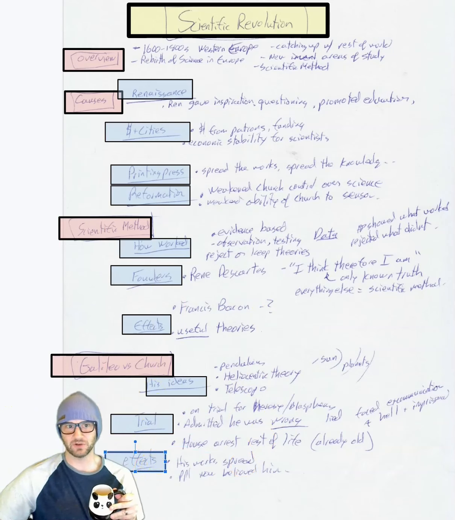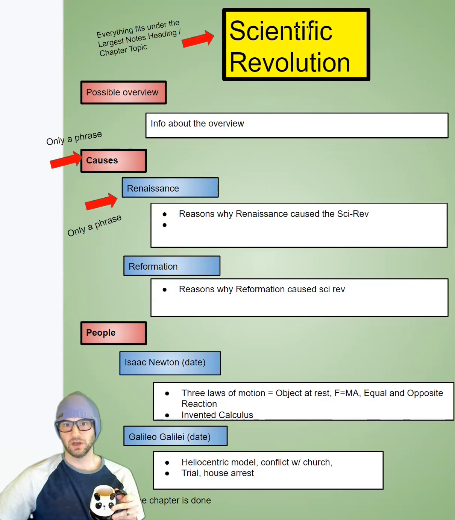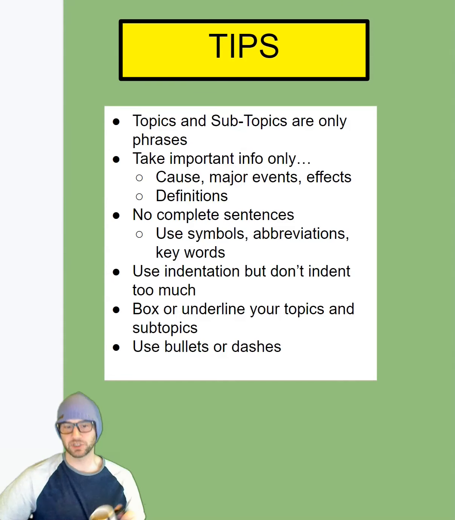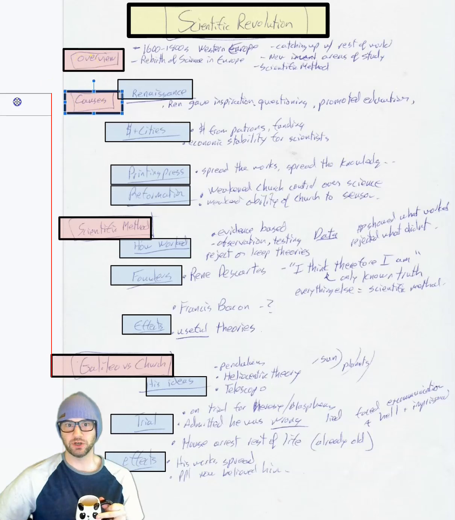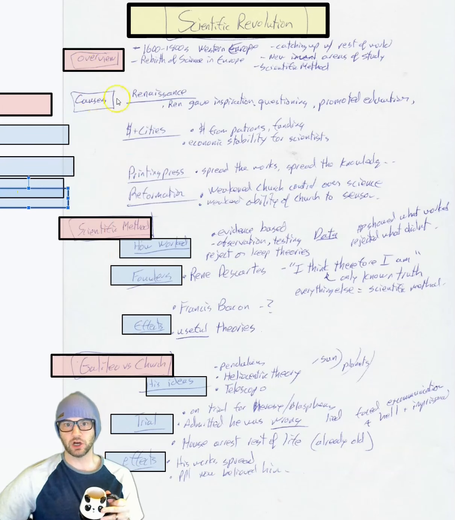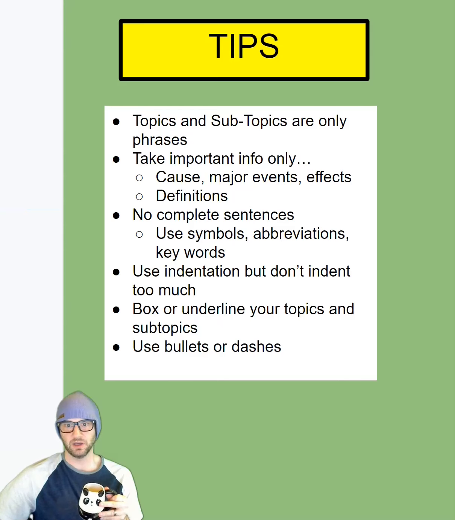And the effects, okay? So take a look. Scientific Revolution main heading, subheadings or topics, the subheadings, and the information. You see this page? That's how it looks for me. Yours might look a little different. Here are some tips. Number 1. Topics and subtopics are only phrases. They should pull your eye really quickly, so you can skim your notes really quickly. Causes, Renaissance, cities, printing press, Reformation, they're only phrases.